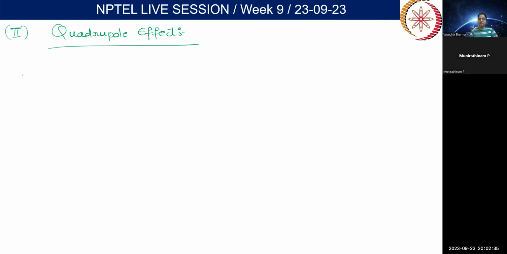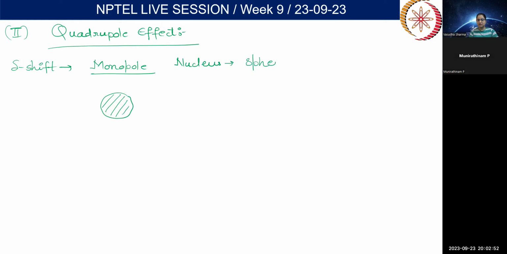So if you remember earlier for the isomeric shift, what we consider a monopole effect. That means for the nucleus, we had two assumptions: that the nucleus needs to be spherical, which means equal charge distribution. We know that the nucleus is made up of protons and neutrons, so that's why I'm talking about charge. Total charge is positive only, so it is equal everywhere. And second, that the radius was constant.